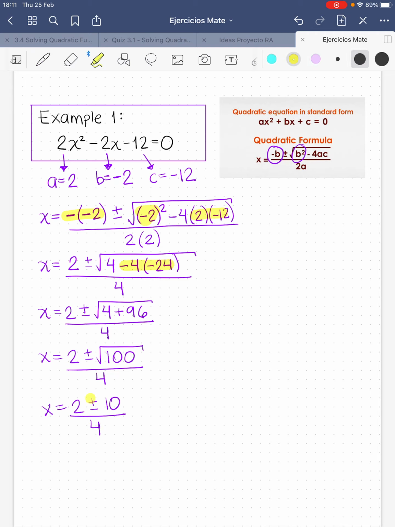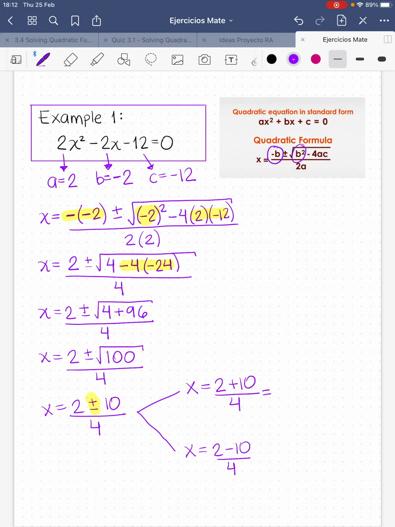So again, this plus and minus, and you could have done that in the step before or in this one, it's the same thing. You divide this into your two possible answers. The first one is going to be x equals 2 plus 10 divided by 4, and the second one is going to be x equals 2 minus 10 divided by 4. So 2 plus 10 is 12 divided by 4. This is equal to 3. And then 2 minus 10, that's negative 8 divided by 4. This is equal to negative 2.